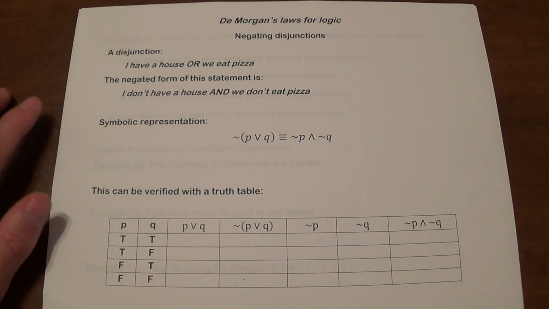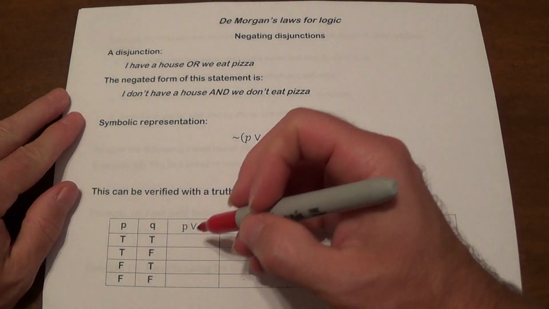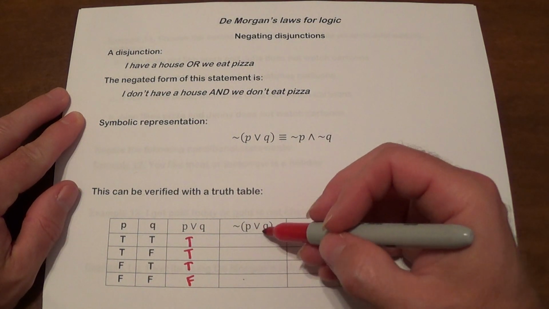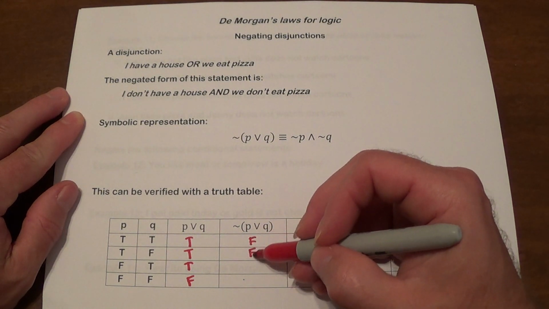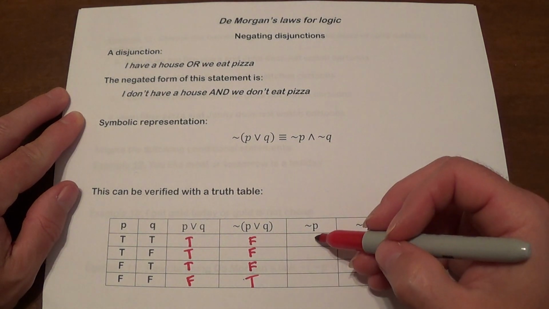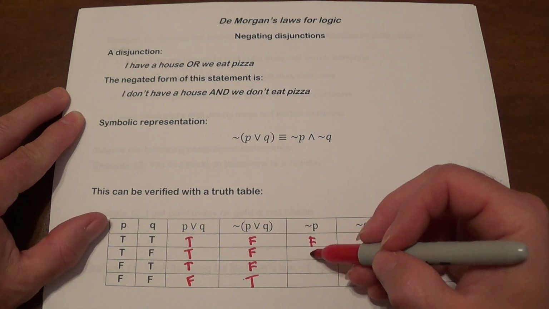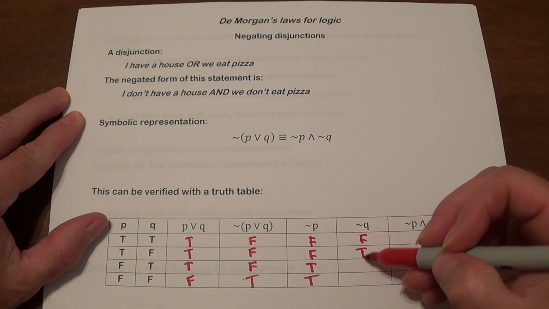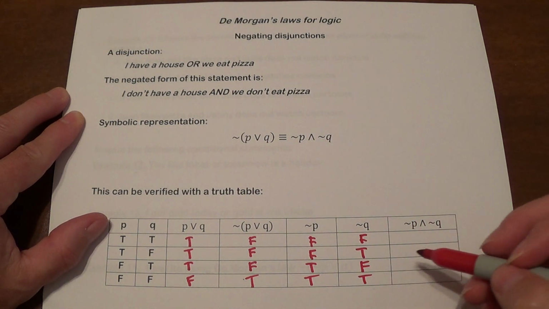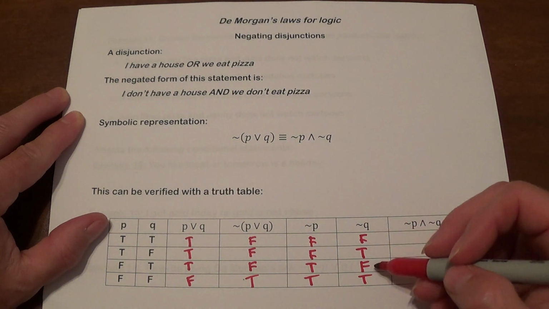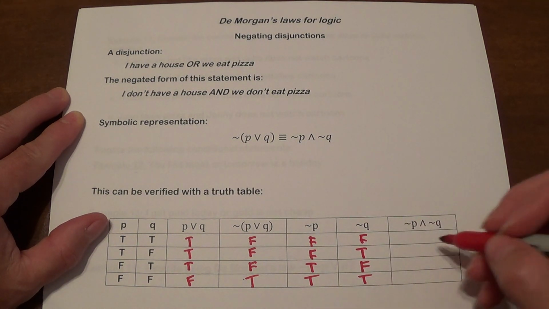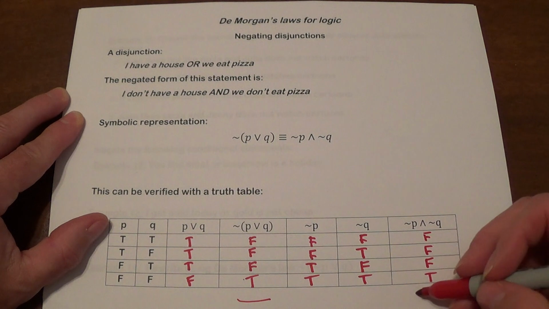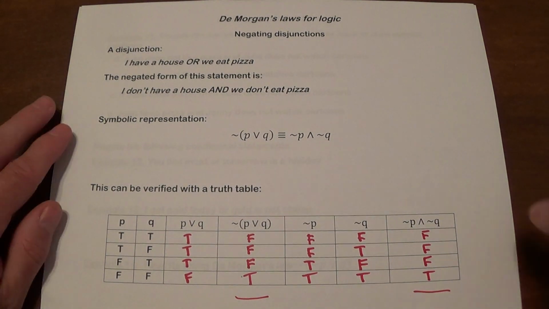Let's verify that with the truth table. P or Q will be true, true, true, false. Not P or Q will be false, false, false, true. Not P is false, false, true, true. Not Q is false, true, false, true. Not P and not Q. Everything's going to be false except the last one where both are true, which is false, false, false, true. And these two columns are identical. That means these are equivalent statements.